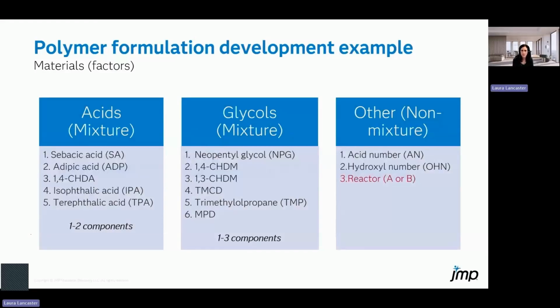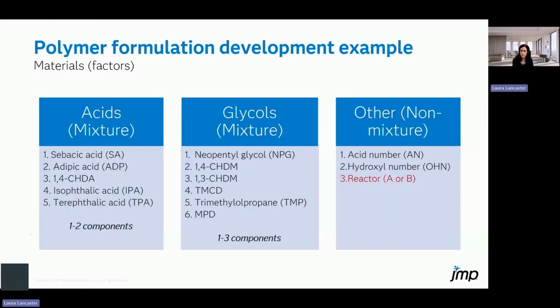This slide shows the materials that we are considering for making our polyester. They are divided into 3 groups. The first group on the left shows the acids that can go into the acid mixture for this polyester. We can only have 1 or 2 acids in the formulation. The second group are the glycols that can go into the glycol mixture for the polyester. We can only have between 1 to 3 glycols in the formulation.